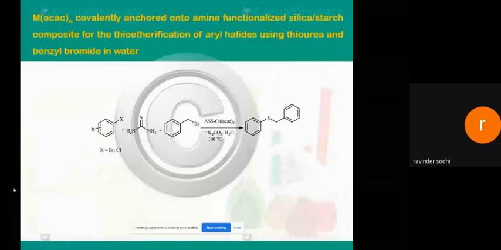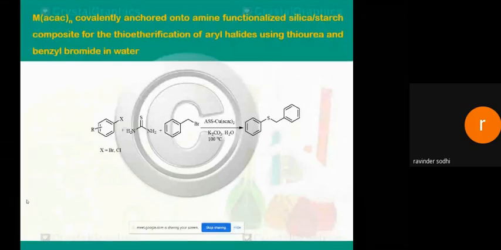When we talk about C-S coupling, the main problem associated with this coupling is the use of volatile and foul-smelling thiols and toxic and flammable solvents, which pollute the environment and also have certain safety problems. To eliminate some of these problems, thiourea was used as a source of sulfur, and water was used as a solvent.